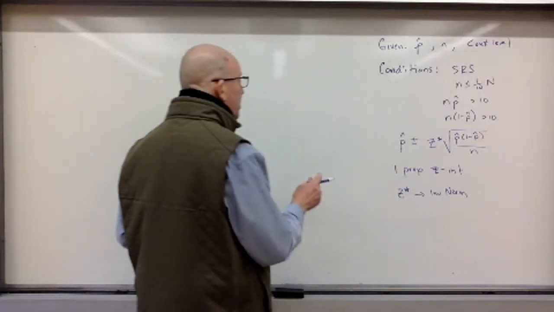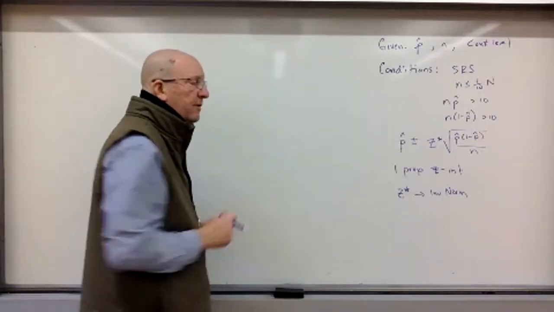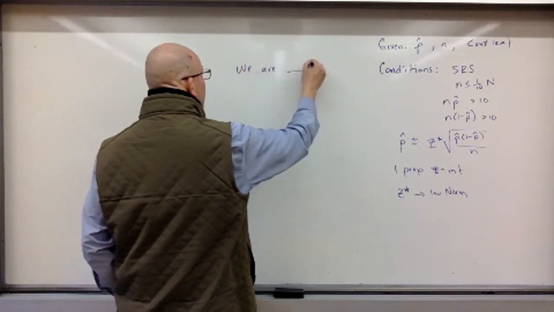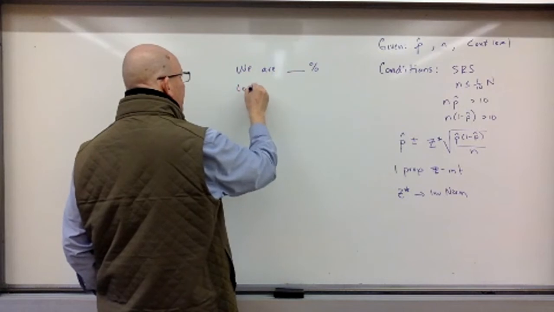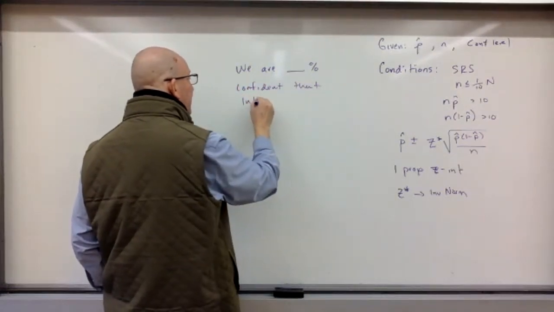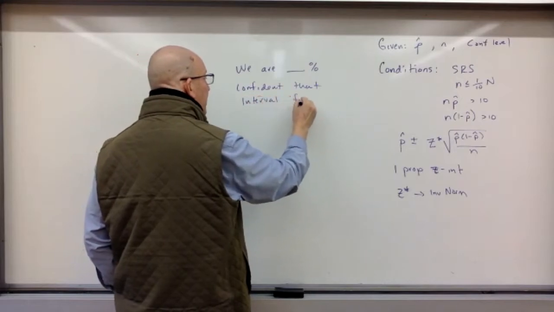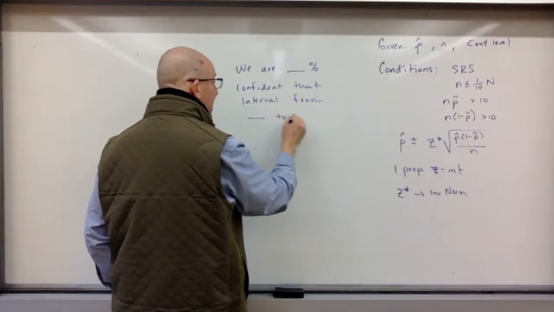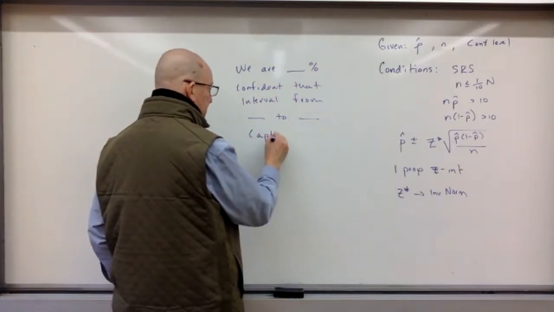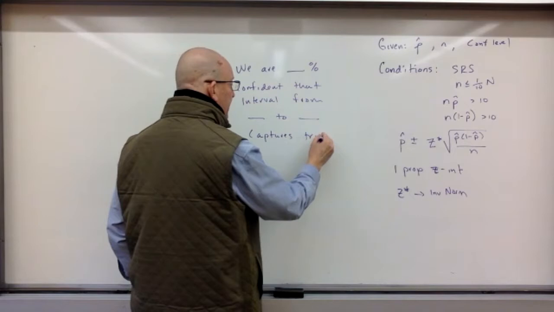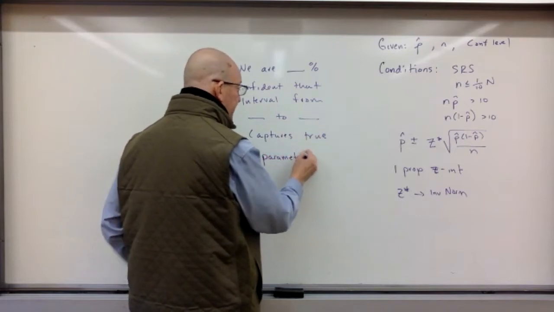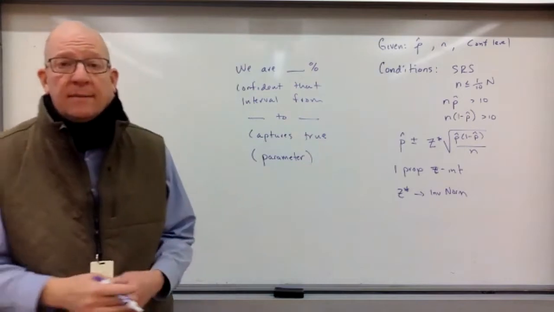And what's kind of cool is the conclusion is the same for both. We are blank percent confident that the interval from blank to blank, whatever you calculate there, captures the true, in whatever your parameter is. So the true proportion or the true mean.